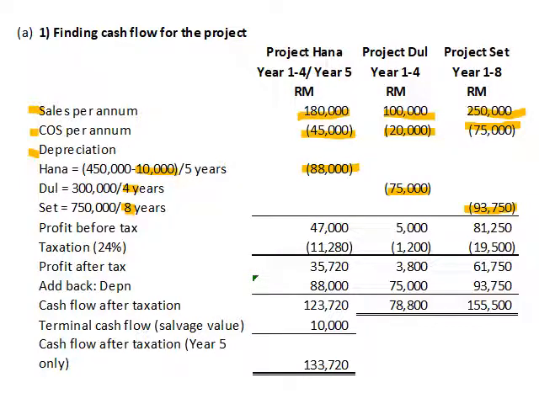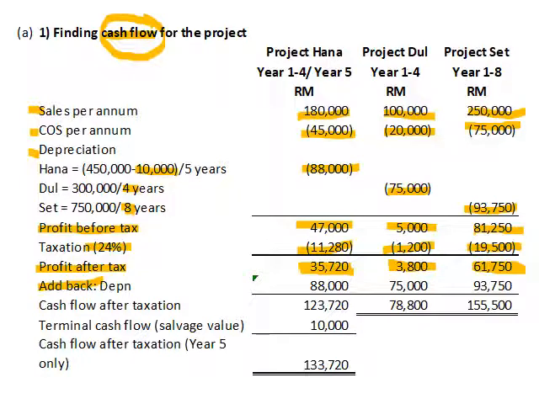Remember our objective is to find cash flow. But we need to calculate the profit after tax first. So profit before tax is this one. And you will charge tax of 24%. So this is 24% tax charged for each project. So this is profit after tax. So you take 47 minus 11, 280. Get 35,3,800, 61,750. And then since you want cash flow, you have to add back the depreciation.